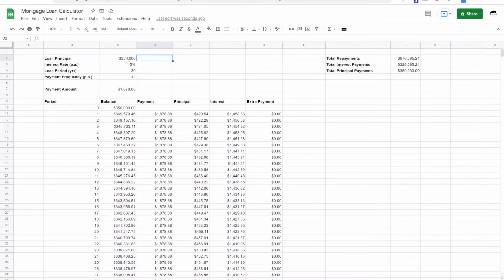And this is why it's very important to look at these schedules, to understand what the nature of these loans is, how it behaves, how it reacts to different changes in those variables. Now, the next thing we want to play around with is the interest rate.